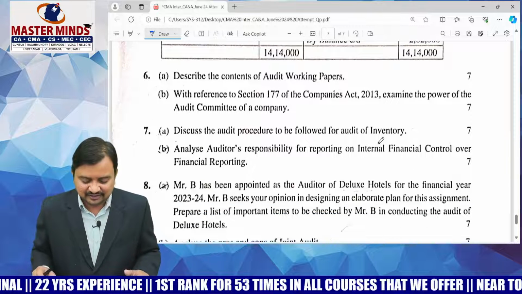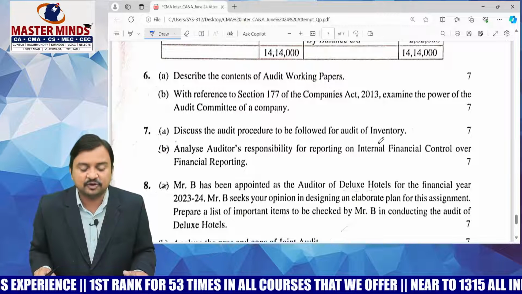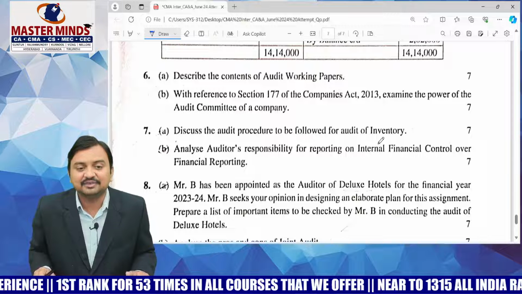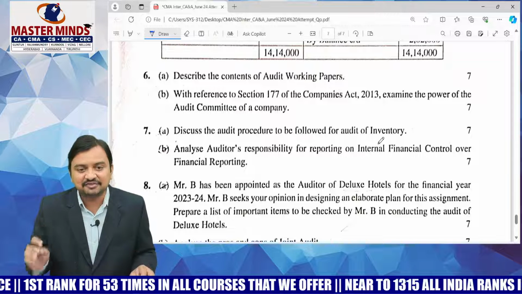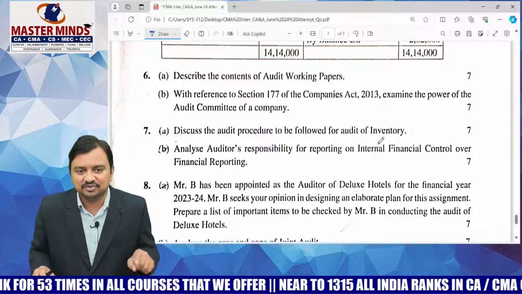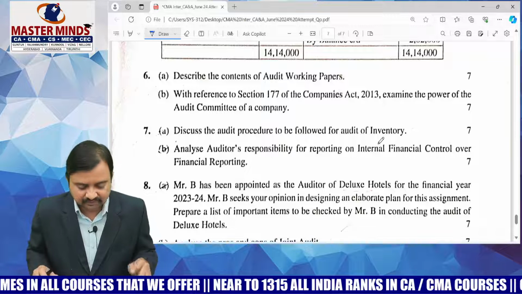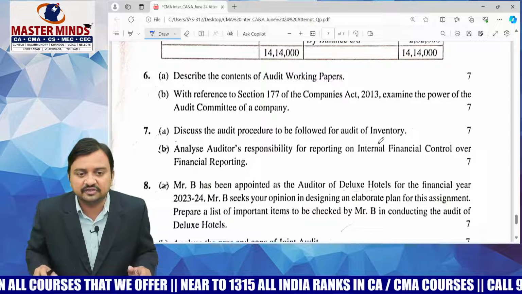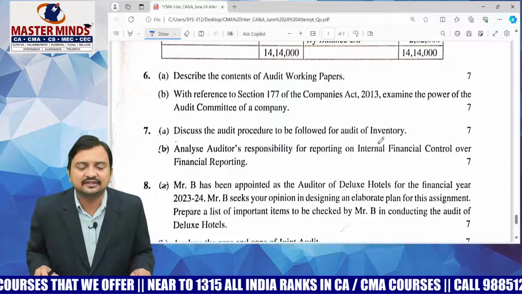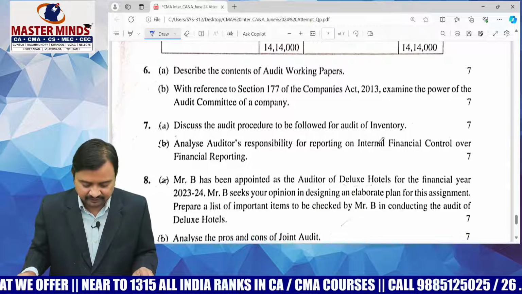Then, with reference to section 177 of the Companies Act 2013, examine the powers of the audit committee of a company. Powers of audit committee, functions of audit committee, we have discussed thoroughly in class, sir. Obviously this was also an easy question, from the statutory audit chapter. You would have easily answered this question. Obviously you should have written well.